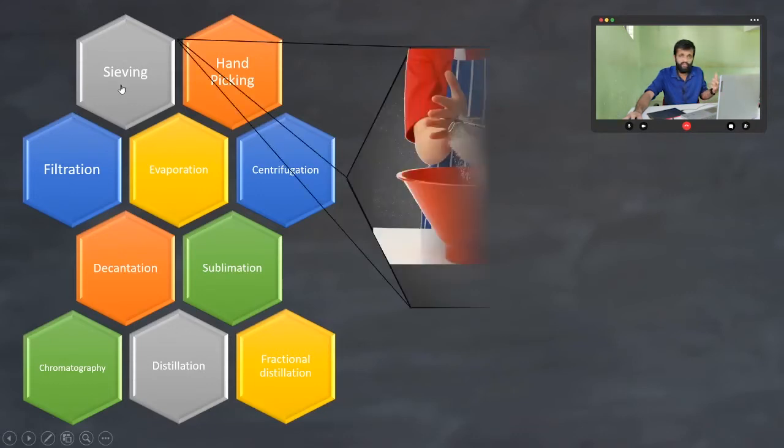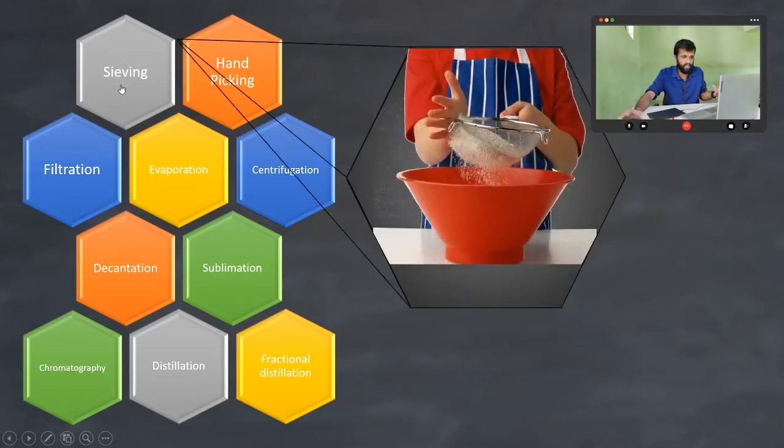Sieving is one example of a physical method. The picture itself will help you understand what we mean by this. Probably you have done it at home. So for sieving, I take a kind of a net and put the particles in there and then sieve it.